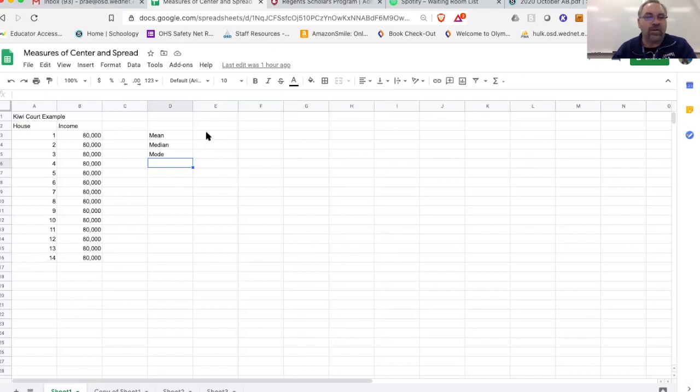So when you find the mean, of course, what's the mean of 80,000 added together 14 times and then divided by 14? Sure, that's going to be 80,000. So everybody averages 80,000. What's the median? Well, the middle score. There isn't actually a middle, so we'd average the middle 2 scores. But again, 80,000.